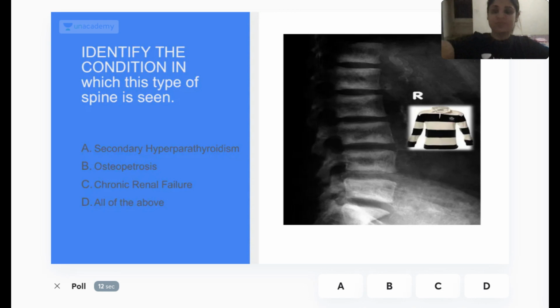Now everyone has understood. If I'm giving multiple options, then you should directly go for all of the above. Correct? That is a trick to be used.